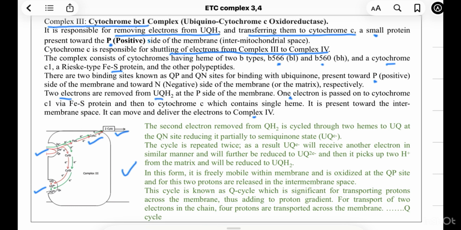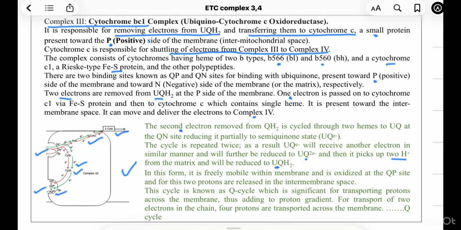The second electron at QN site is received by ubiquinone via cytochrome B1 and cytochrome B2, and ubiquinone now becomes semiquinone, UQ with one electron. This cycle is repeated twice, and the semiquinone then becomes UQ with two electrons, a partially reduced form. This molecule then picks up two protons from the matrix and is finally reduced to UQH2.